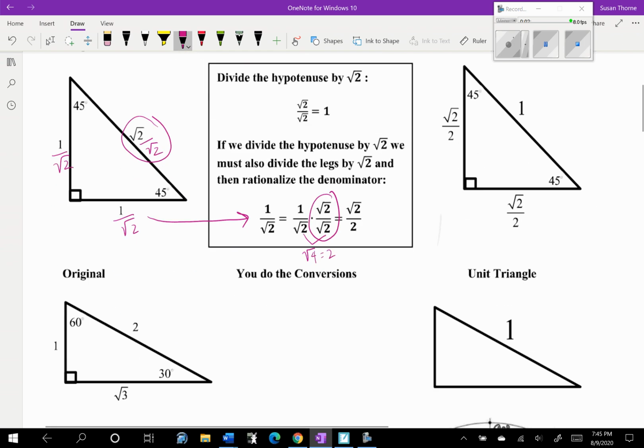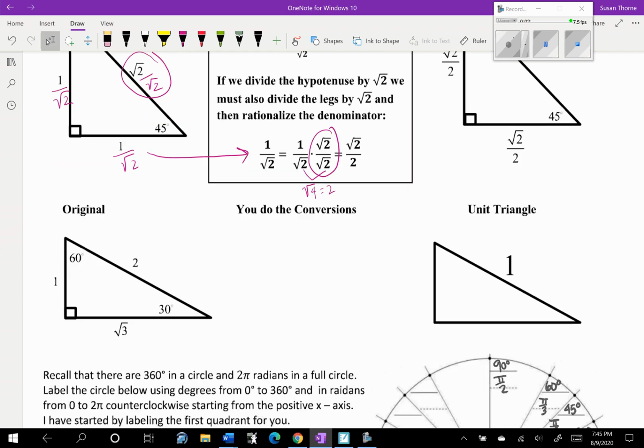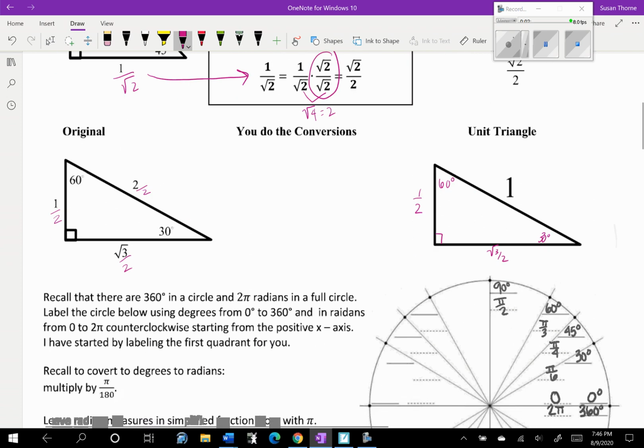So for this one, we can do the same thing for our 30, 60, 90 triangle. Now the hypotenuse, again, which is across from the right angle, is 2. So if we divide all of our sides by 2, we end up with 1 for the hypotenuse. And that means this is going to be 1/2, and this is just root 3 over 2. And we use these unit triangles, remember, to help us with our unit circle, which we'll get to in just a minute.